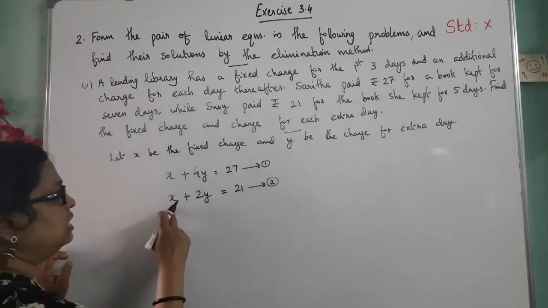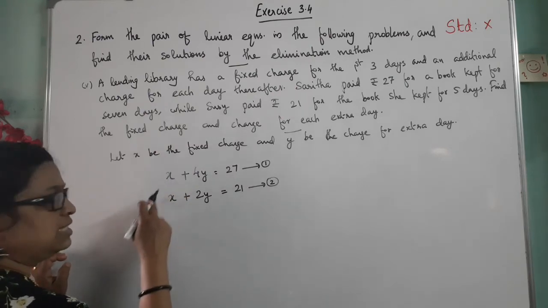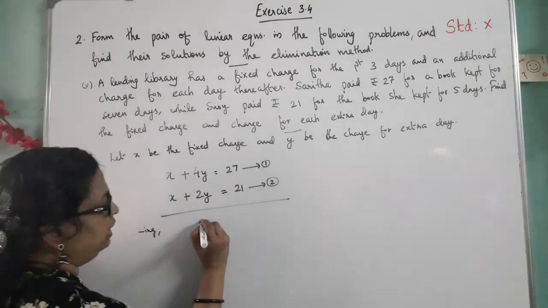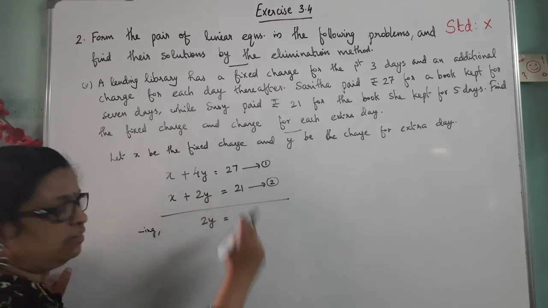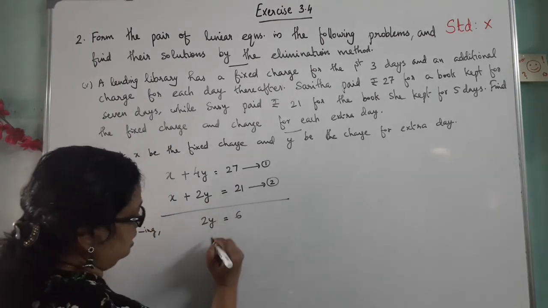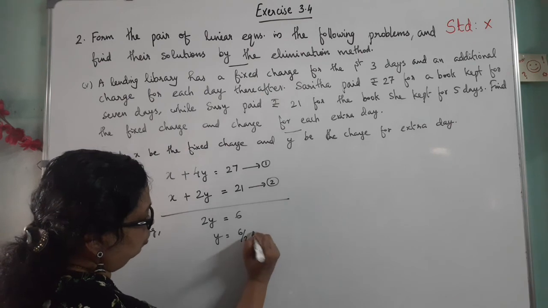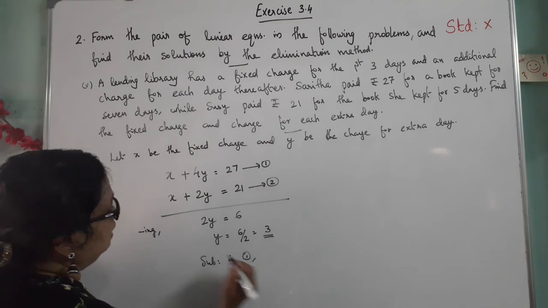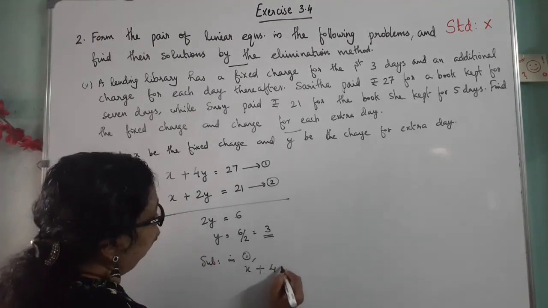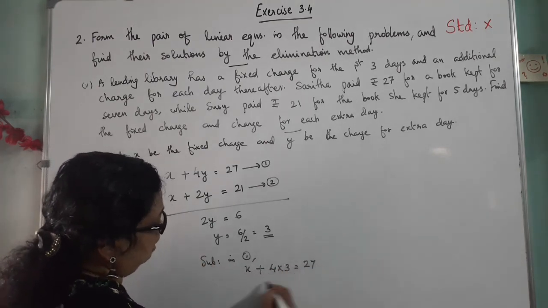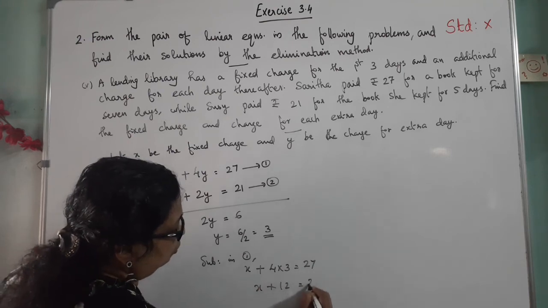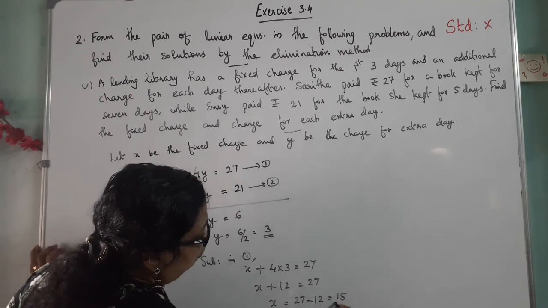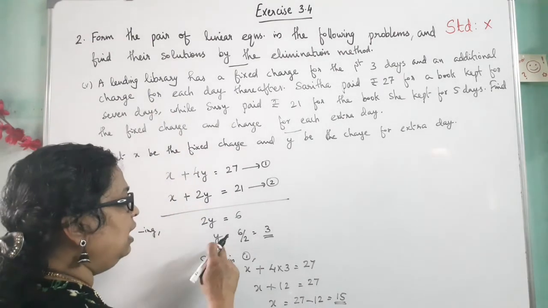So these two equations have the coefficient of x as 1. Subtracting, this term eliminates. 4y − 2y = 27 − 21, which is equal to 6. Therefore y = 6/2 = 3. Then substituting in 1, x + 4 into 3 = 27. That is x + 12 = 27. x = 27 − 12, which is equal to 15. So we get x = 15 and y = 3.